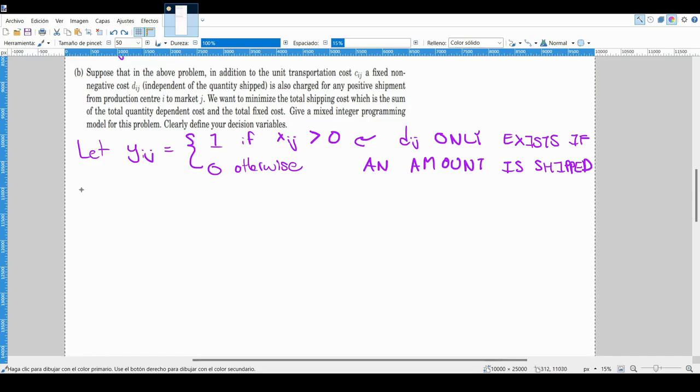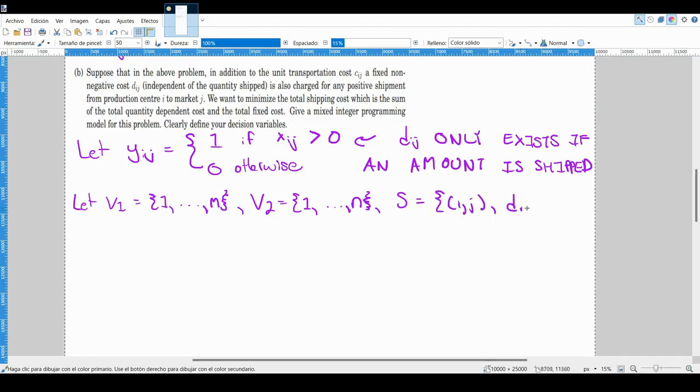So to make this look a little nicer, we're going to introduce some sets. We'll let v1 equal 1 all the way up to m. This is going to correspond to the production centers. We're going to let v2 equal 1 all the way up to n. This will correspond to the markets. And then we'll let s equal each pair where the cost is positive, strictly greater than 0. If it has 0, we don't need to worry about it. And now our optimization problem will be like this.